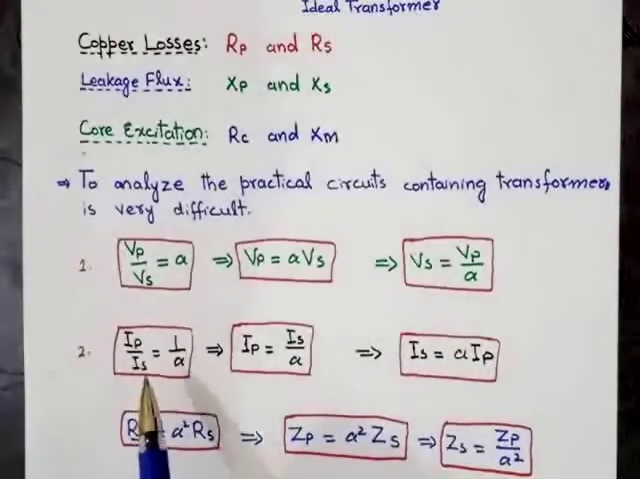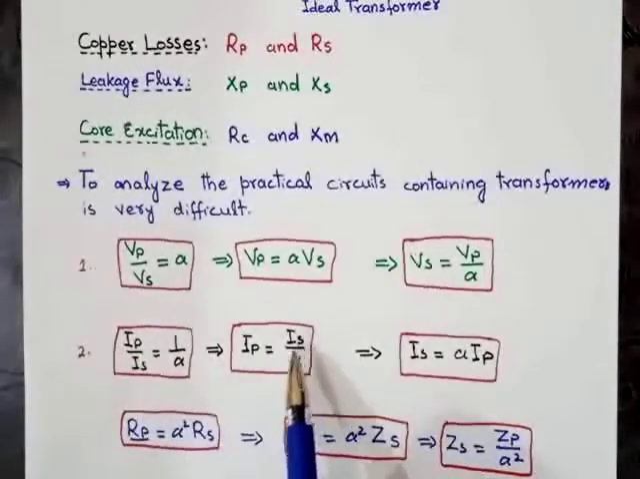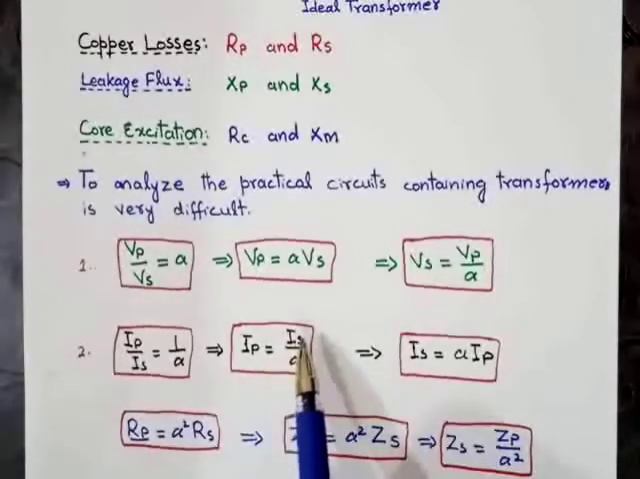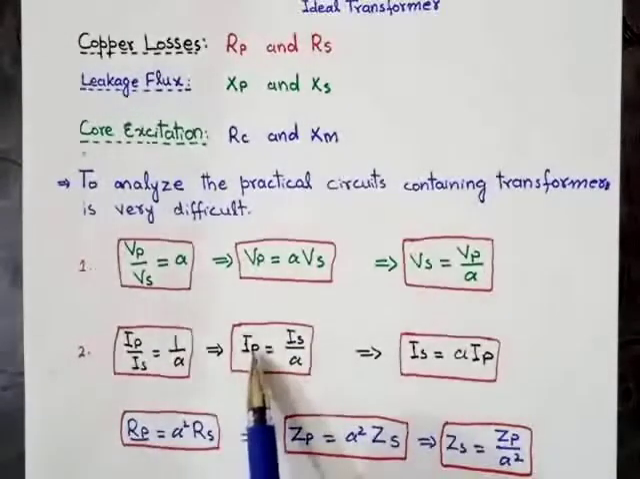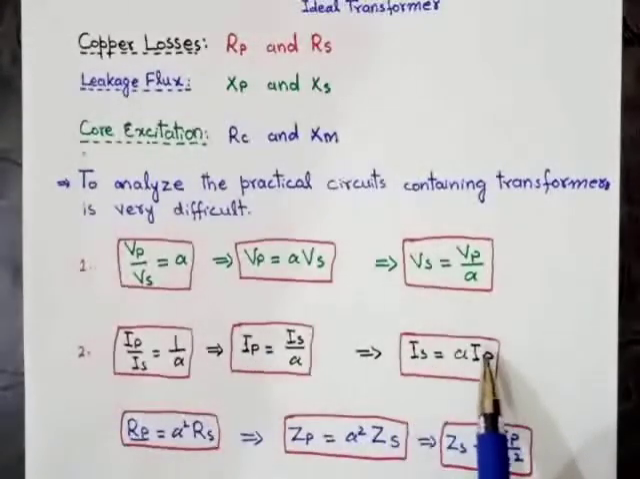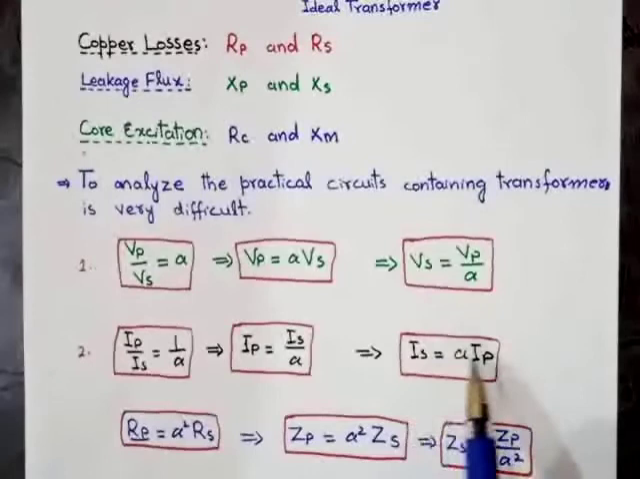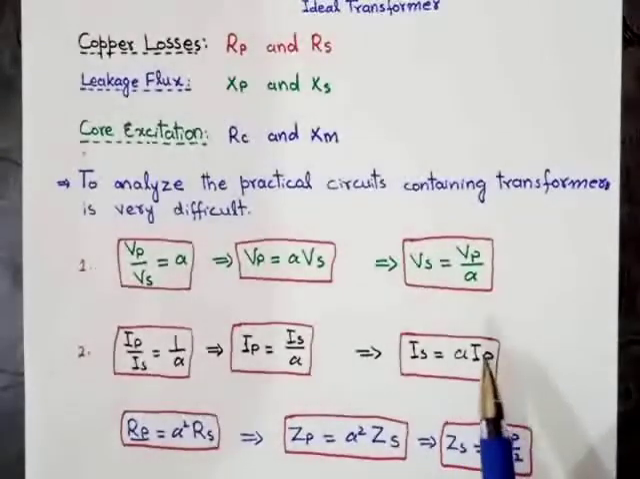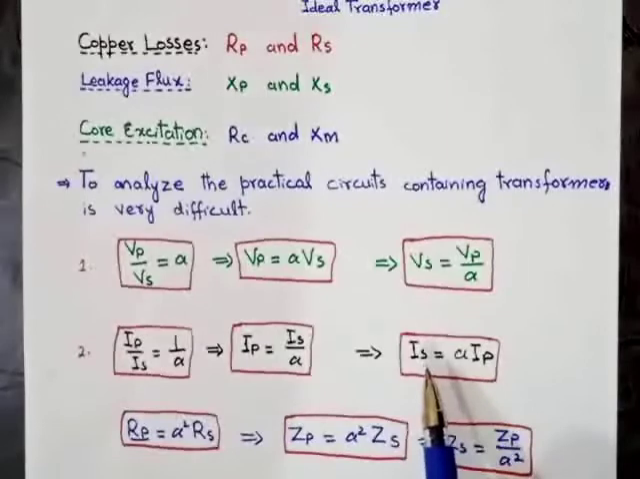Similarly, as we know, Ip over Is is equal to 1 over A. We can convert the secondary current into the primary current by dividing by the turn ratio, that is, Ip is equal to Is over A. If we divide the secondary current by the turn ratio, then we can convert the secondary current into the primary current. Similarly, if we multiply the primary current by the turn ratio, then we can convert the primary current into the secondary current.